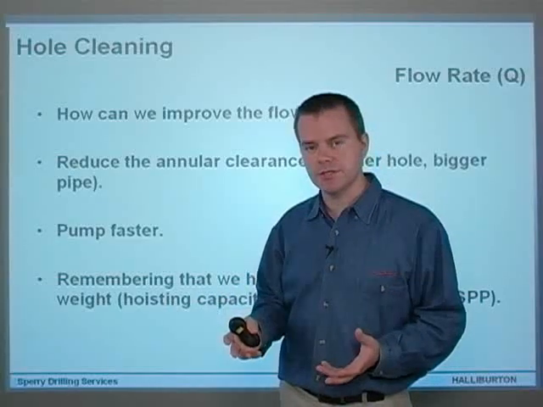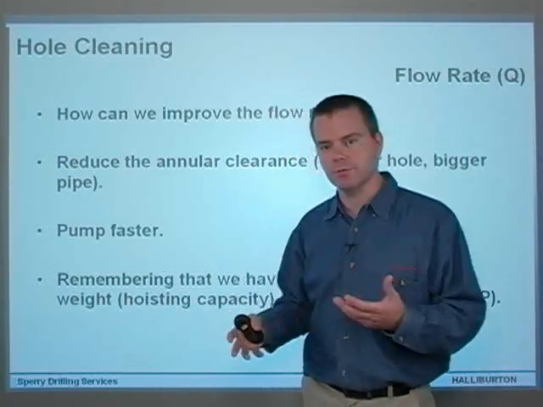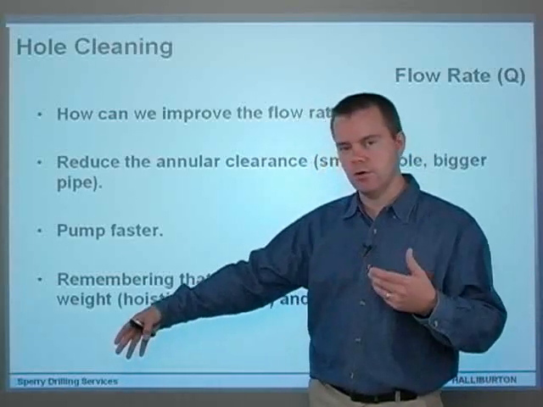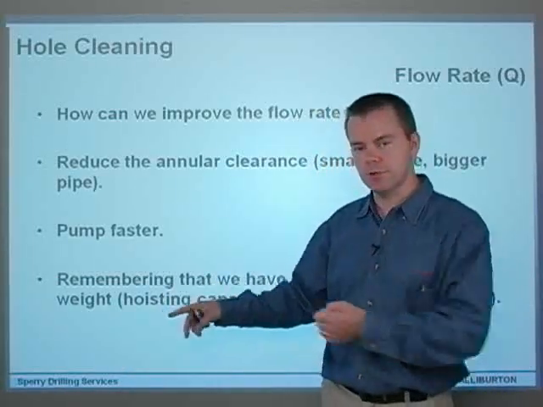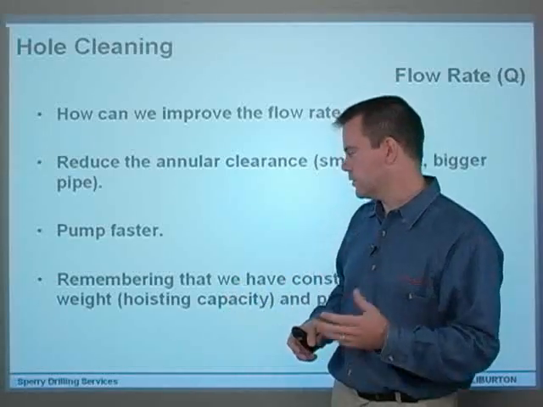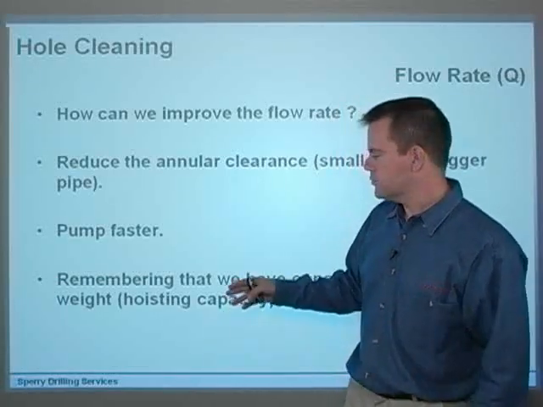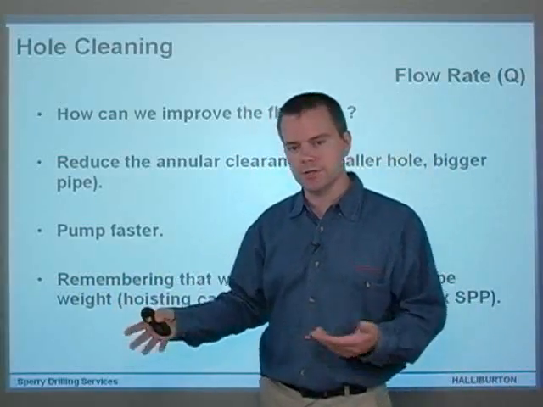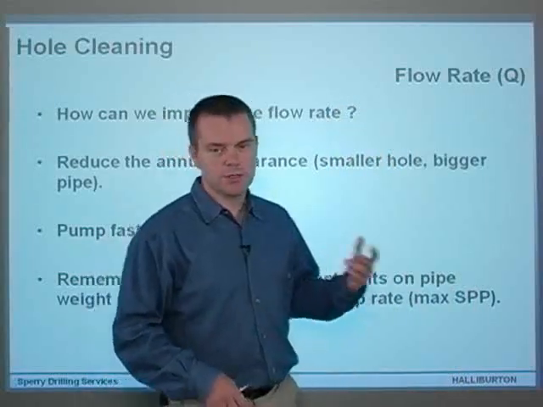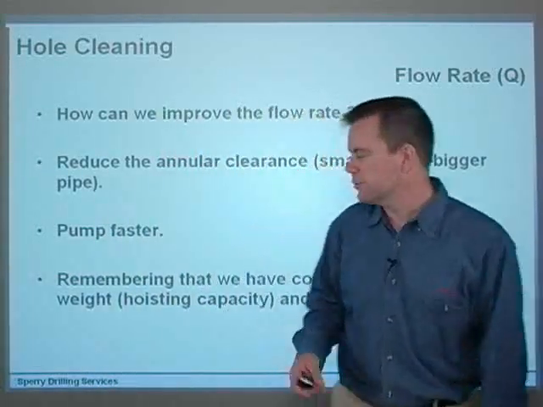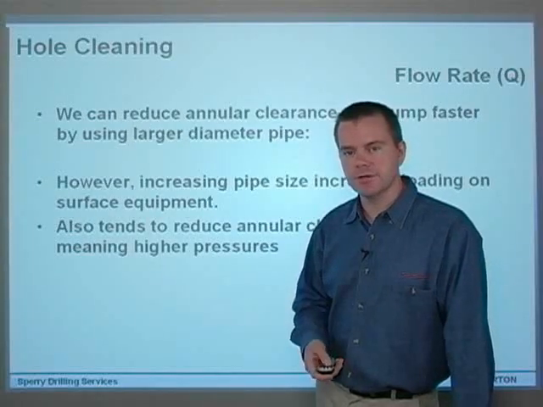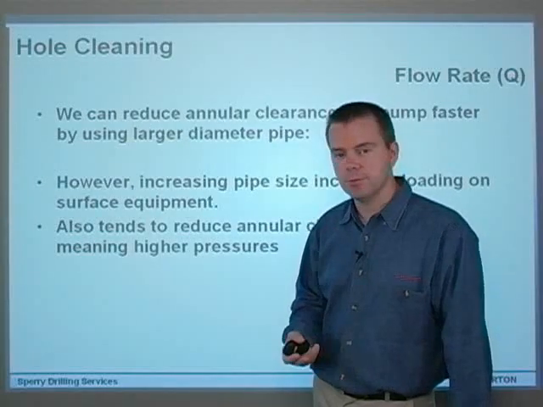Our hoisting capacity is going to be the upper limit of the pipe weight that we can suspend. And when we're down in a deep, long hole, there's only so much pull we can put on that whole system. There's an upper limit to what we can lift. So we put in larger pipe, we're putting in more weight. So we've got to bear that in mind. It's a limiting factor. And also, there's a maximum standpipe pressure, which is a limiting factor for your pump rate as well. So we can reduce the annular clearance and pump faster by using larger diameter pipe.